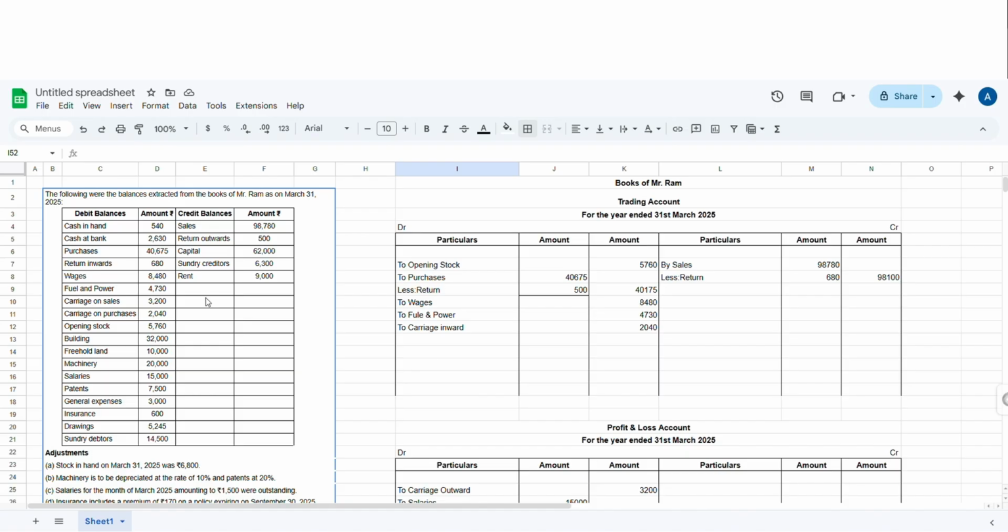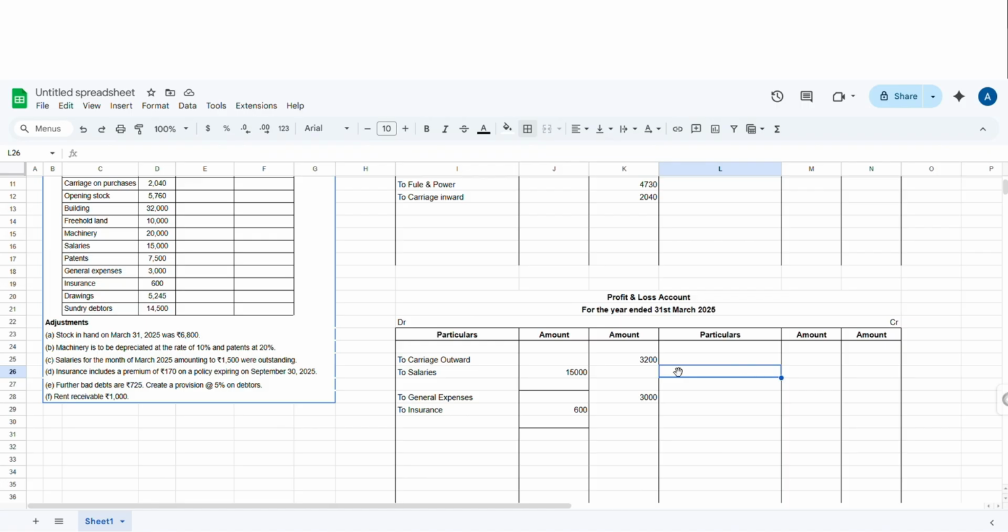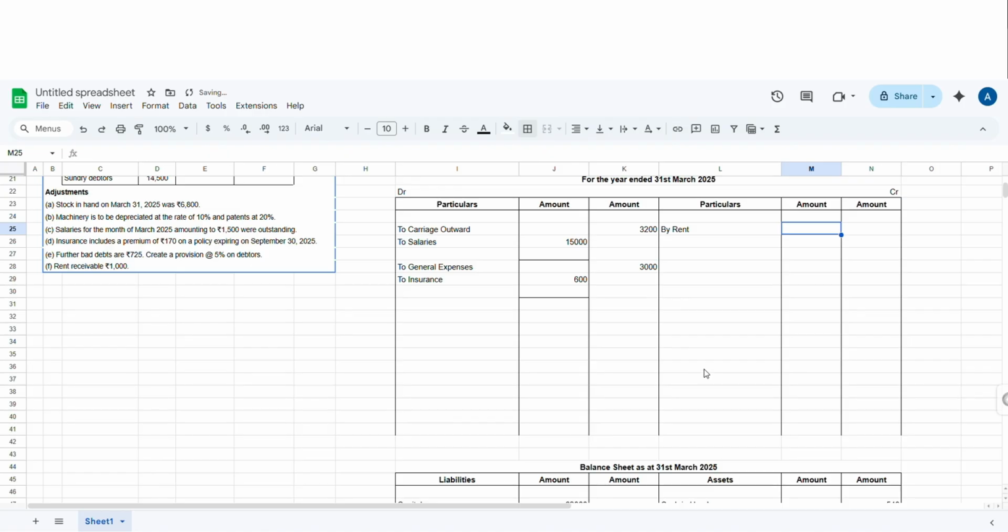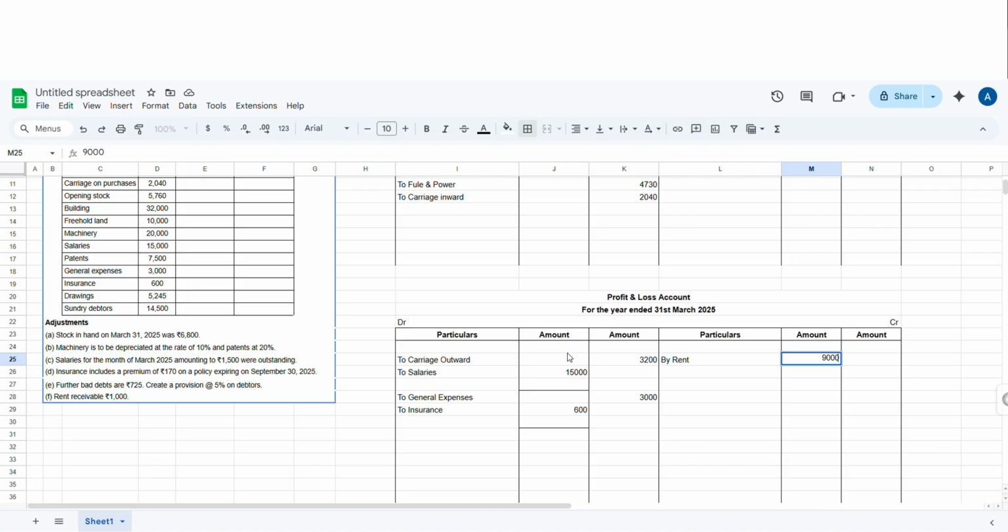Then we have rent, 9,000. Here it is on the credit side, a credit balance. So it is income. We have received the rent. Because it is credit side, it is income. So profit and loss account, rent is income. By rent 9,000. And we have an adjustment, 1,000. 9,000 in the inner column, and we'll mark it for the adjustment.